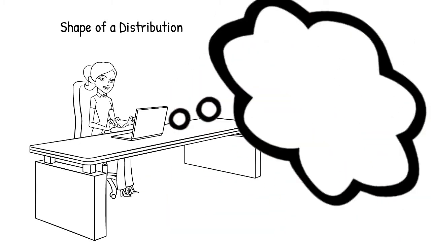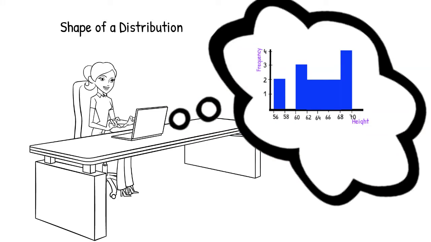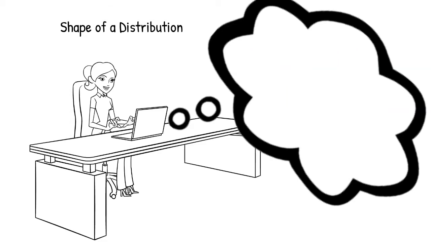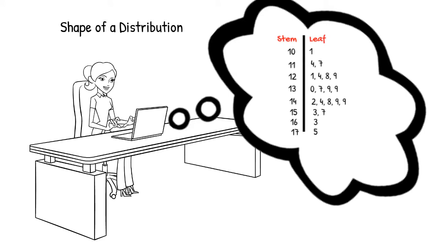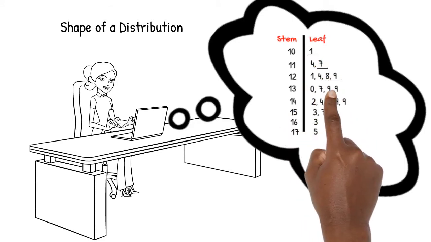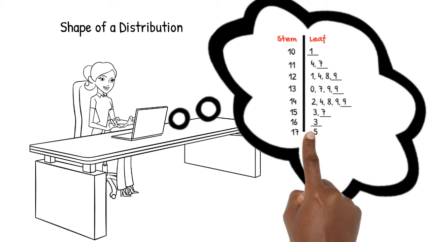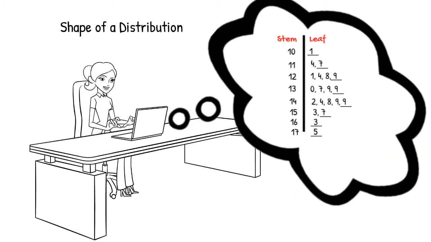You may recall learning how to create a histogram. Look at the shape created by the top of the bars in our histogram. This is the shape of our distribution. We also recently learned how to make a stem and leaf display. The shape created by the last number in each leaf also tells us the shape of a distribution.